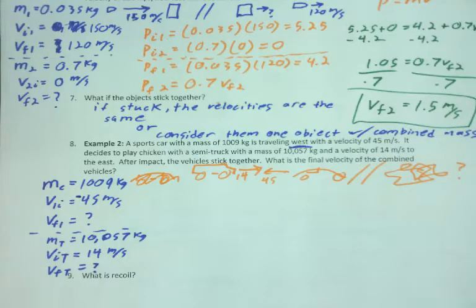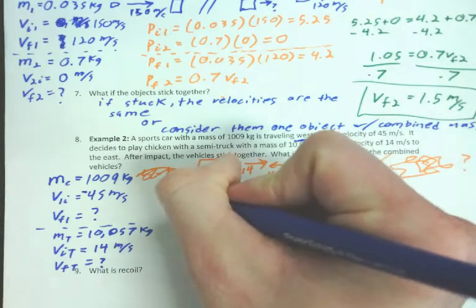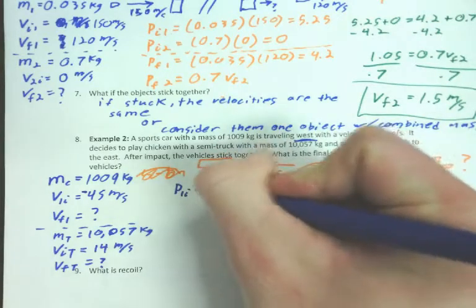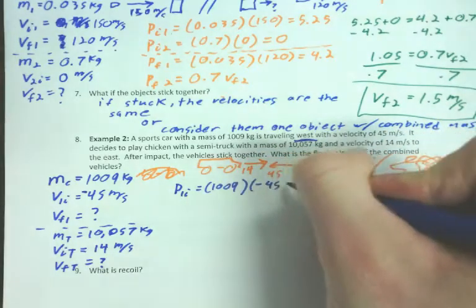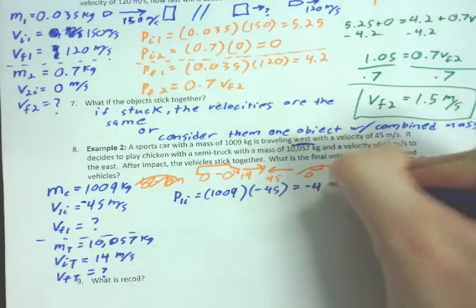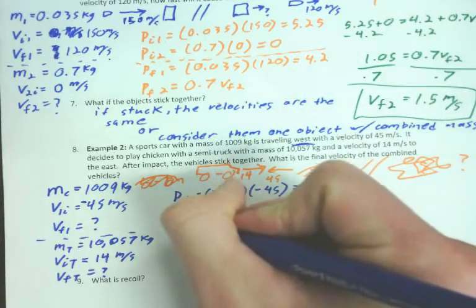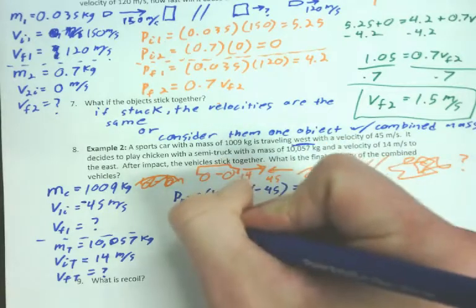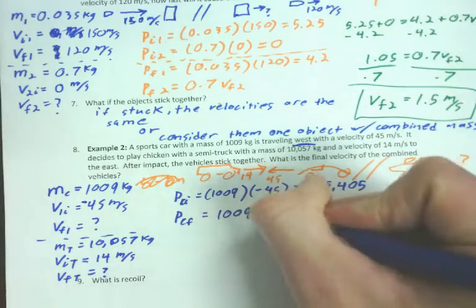All right. Now we're ready to find our momentums. So, the initial momentum of the car is 1,009 times negative 45, which gives me negative 45,405. The final momentum of the car is unknown, 1,009 times VF.